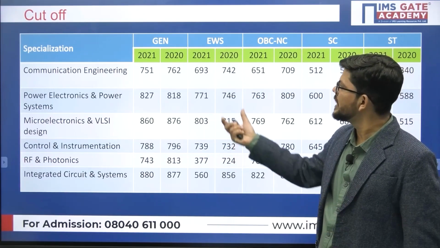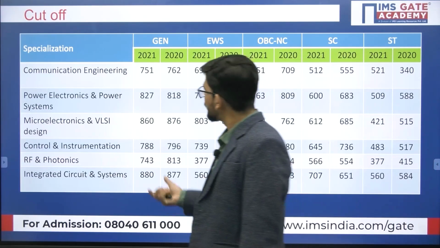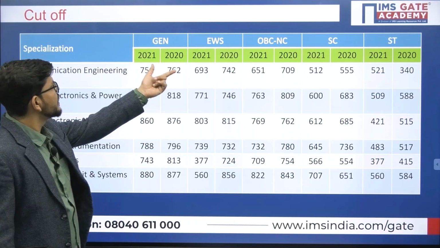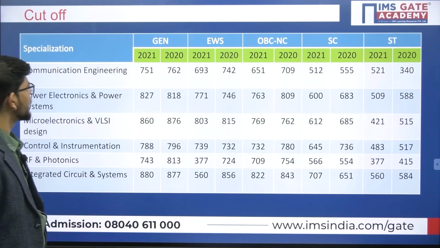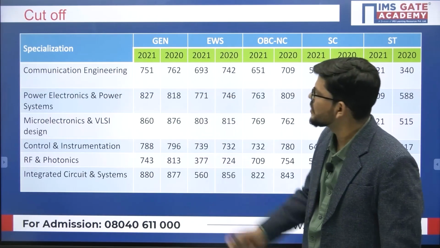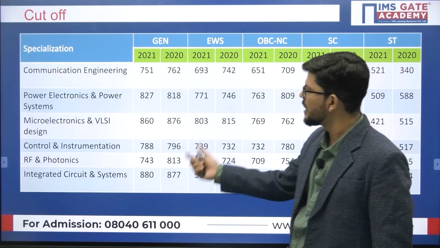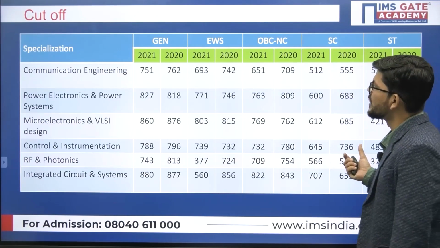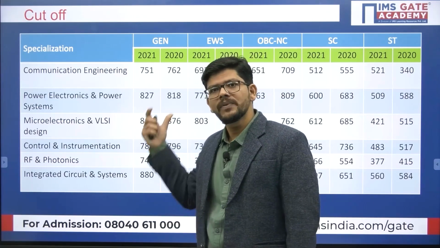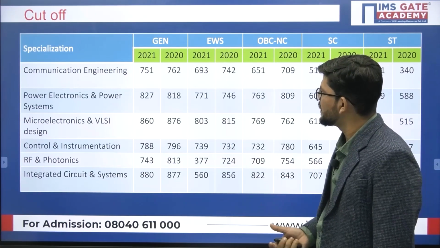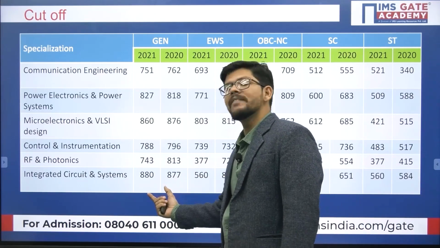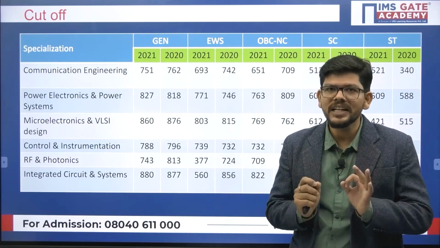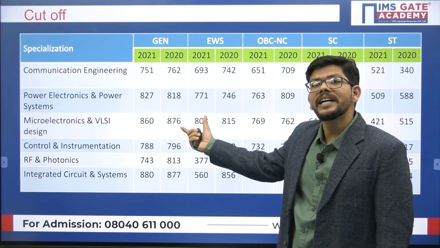Now the most important point: what minimum score you should get in order to get admitted into the IIT Madras electrical department. So these are the cutoffs that I have selected from the recent cutoffs that IIT has declared, in the years 2020 and 2021. So you can spot the difference. For communication engineering, power electronics and power system, microelectronics and VLSI, control and instrumentation, RF and photonics, and integrated circuits and systems, these are the cutoffs in 2020 and 21 for different categories. If you have more than a 750 GATE score, then you have great chances of getting admitted into IIT Madras.